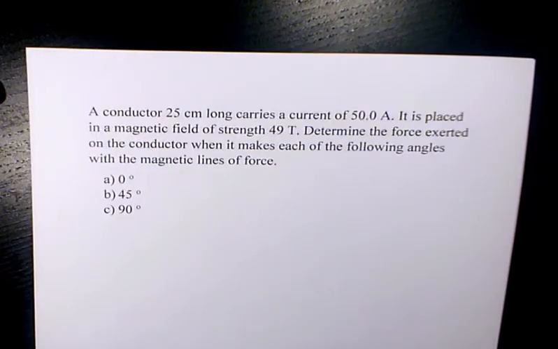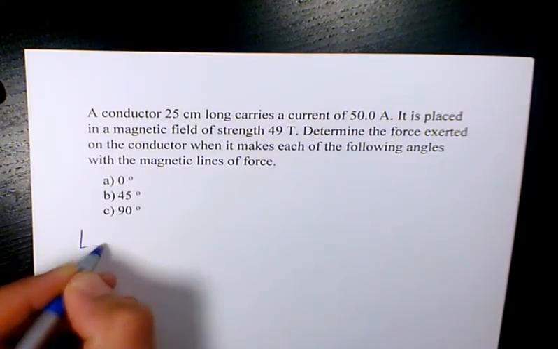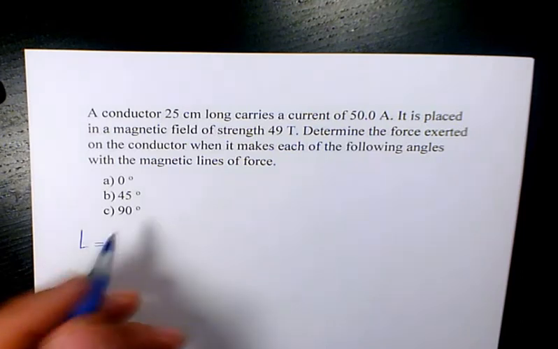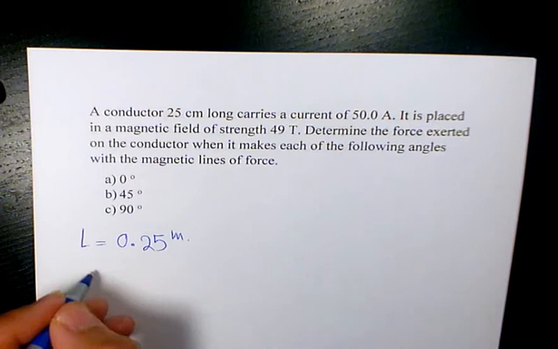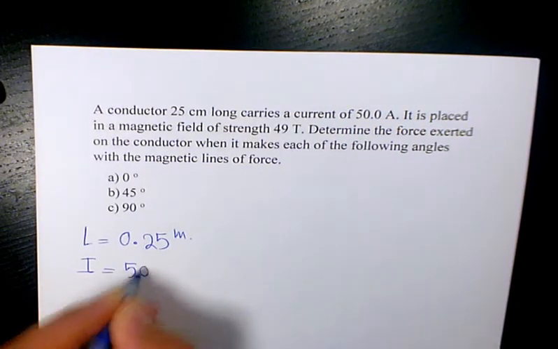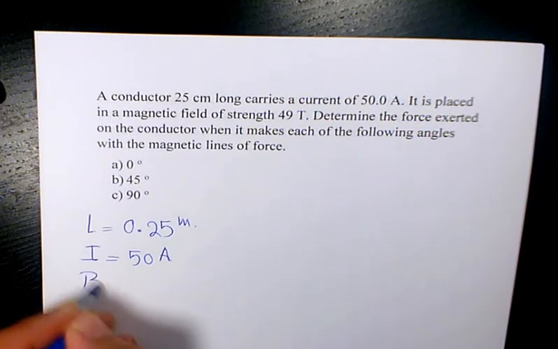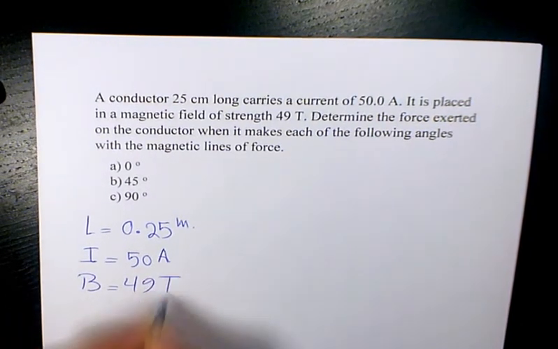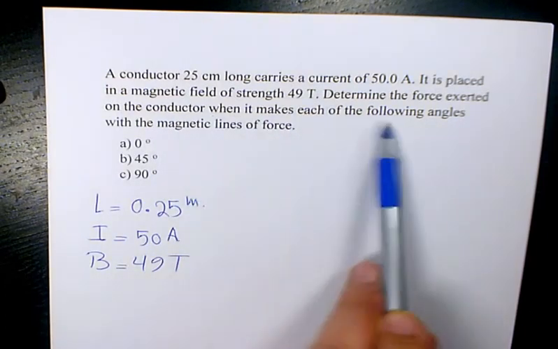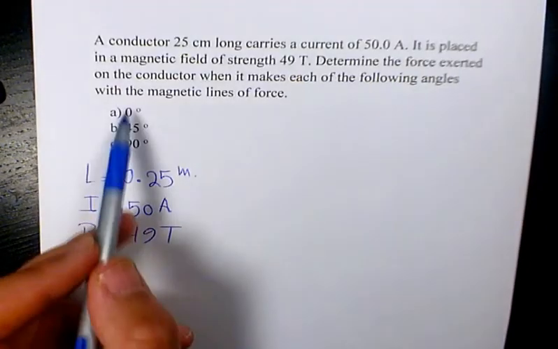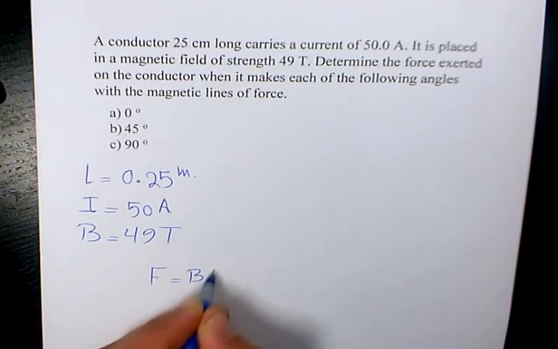Next example, a conductor 25 centimeter, so length is 25 centimeter divided by 100 is going to be 0.25 meter, carries a current of 50 ampere. It is placed in a magnetic field of strength 49 Tesla. Determine the force exerted on the conductor when it makes each of the following angles: 0, 45, and 90. So F equals BIL sine theta.